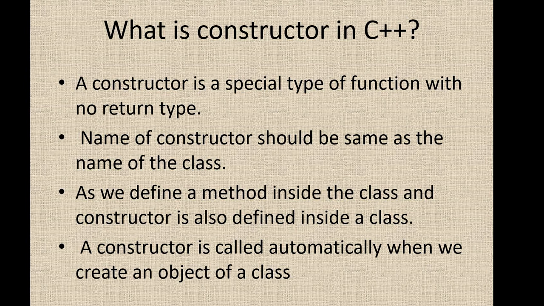Now, we define a method inside a class. The same way, a constructor is also a special method that is defined inside a class. A constructor is automatically called when we create an object of the class. So we introduce objects for a class in the main method. When we try initializing the objects for that particular class, the constructor, even if it is anonymous or if it is written, will be called.